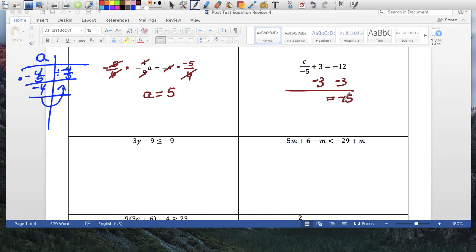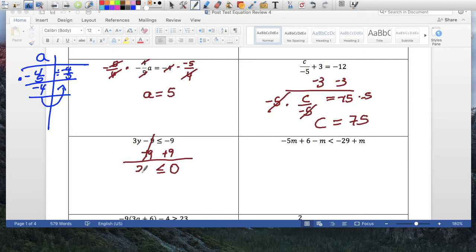equals negative 15. And 3 plus negative 3 is just 0. This drops down. Now we're going to multiply this by negative 5 and this by negative 5. Negative times a negative is a positive, so I'm going to get C. And negative times a negative again is a positive, and that's going to give me 75. Plus 9, that's going to give 0.